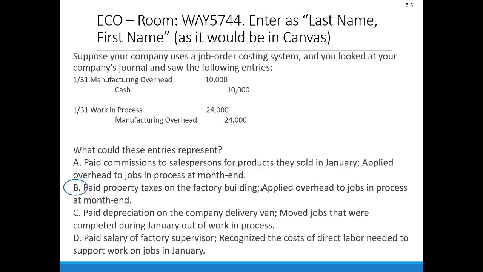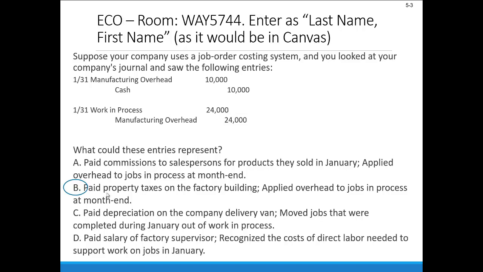So the best answer there is B. This first one, a debit to overhead, would represent some kind of incurred or actual overhead cost. And the credit to cash means it was being paid, right then and there. So paid property taxes on the factory building, yeah, that's a good example of an overhead cost. And then the second one here, applied overhead to jobs in process at month end, that was a good fit for this second entry. We had a debit to work in process and a credit to overhead. So really that's the only thing this entry could represent, is applying overhead costs to work in process.